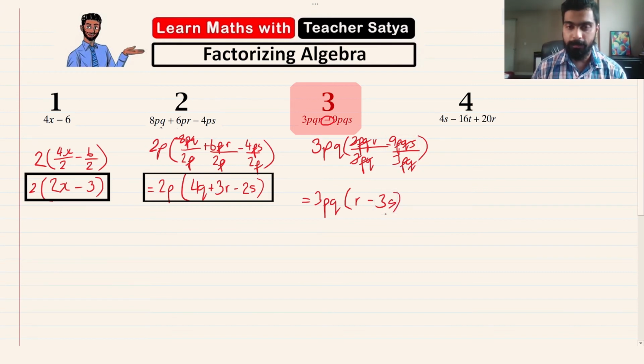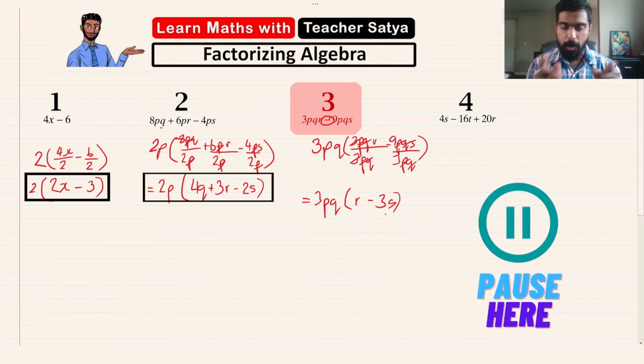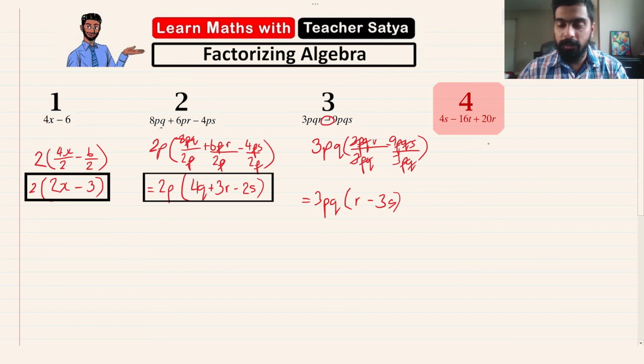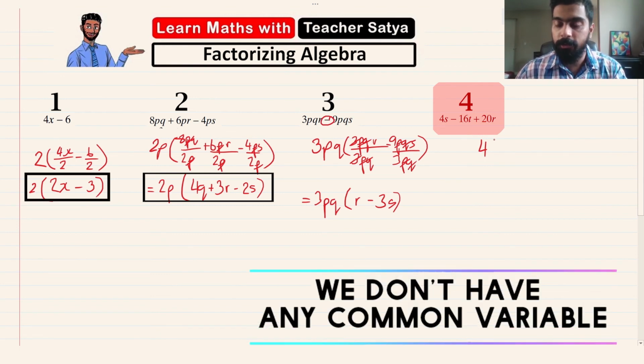Alright guys, now for the fourth question, I will highly suggest you click on pause right now, go ahead and solve it and come back and look for your answer. Okay guys, so the greatest common factor of 4, 16 and 20 would give us 4, right guys? And for the variables, we don't have any common variable, so that would be our greatest common factor.